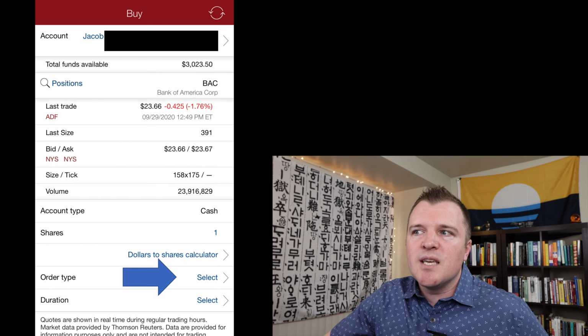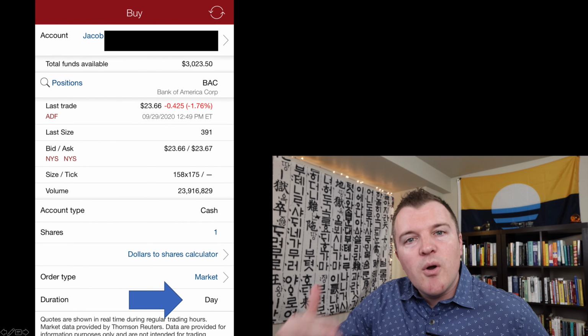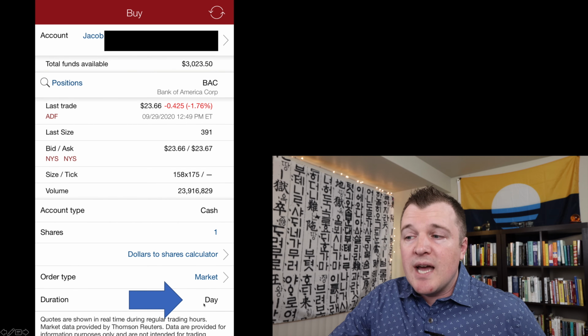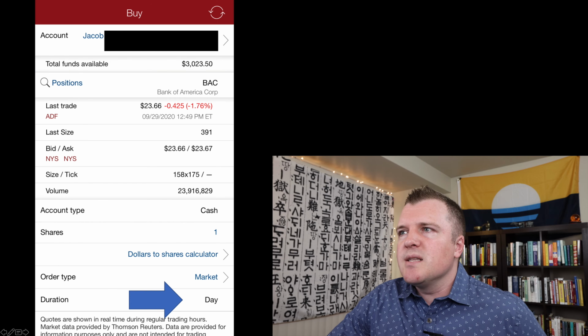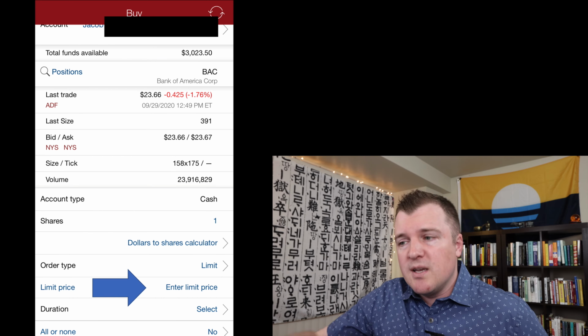In this instance, it would be $23.67. And when you execute a market order, it is always for that day. So under duration, it'll be for that day only. If it doesn't get filled, it'll be canceled. But let's pretend you want to switch the market order to a limit.